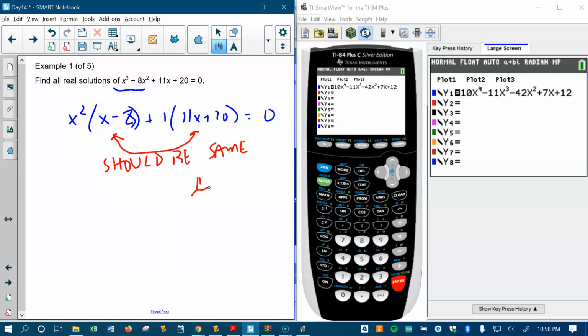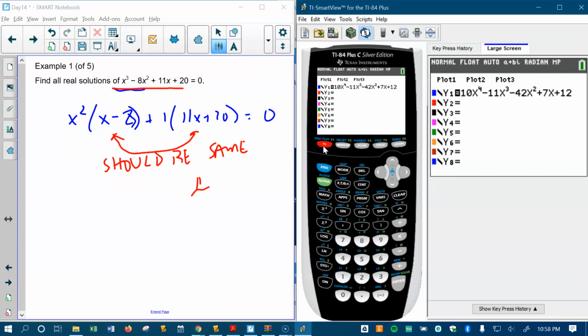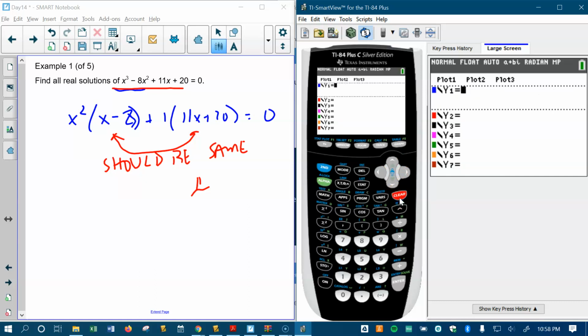And again, please pause the video if you need to. Take out your calculator and let's go to y equals. And we're going to enter this equation in y1. So I'm assuming you're pausing the video maybe, trying to get your calculator out. I'm just going to go ahead and clear all that stuff out. And let's go ahead and enter this in. X cubed minus 8x squared.